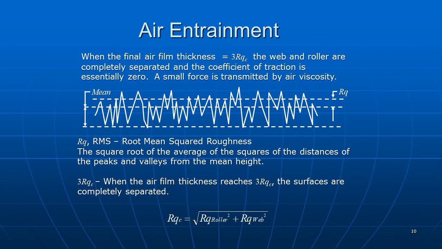And so the Rq composite value is found by taking the square root of the sum of the squares of the Rq value for the roller and the Rq value for the web. We end up with an Rq composite number that looks at both of those surfaces.